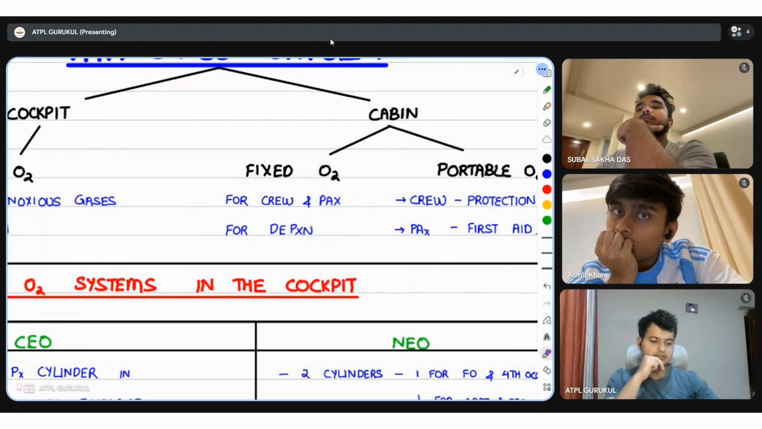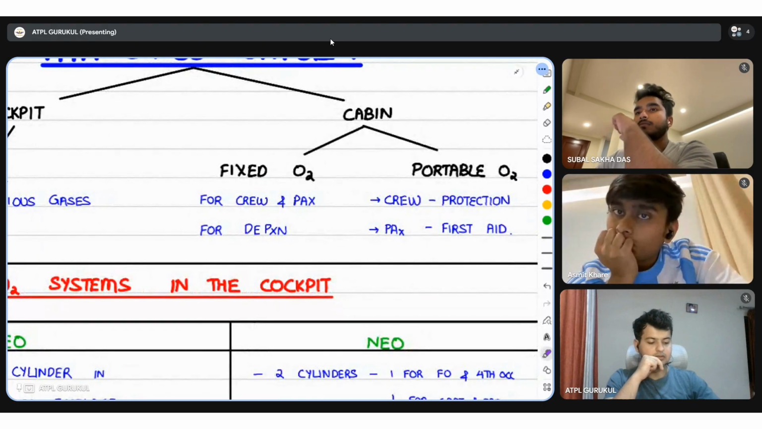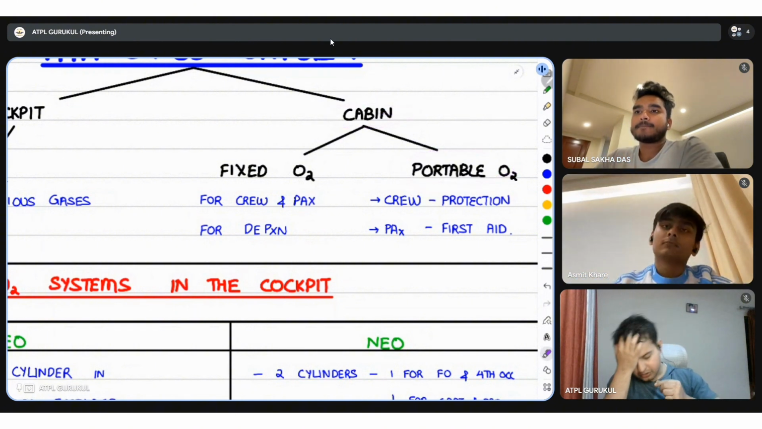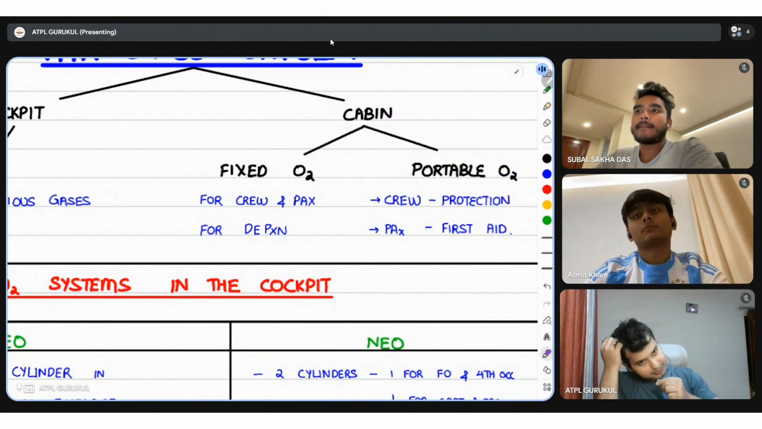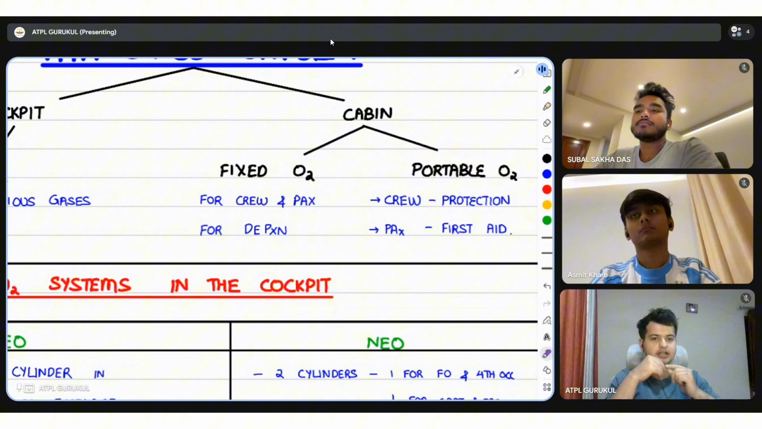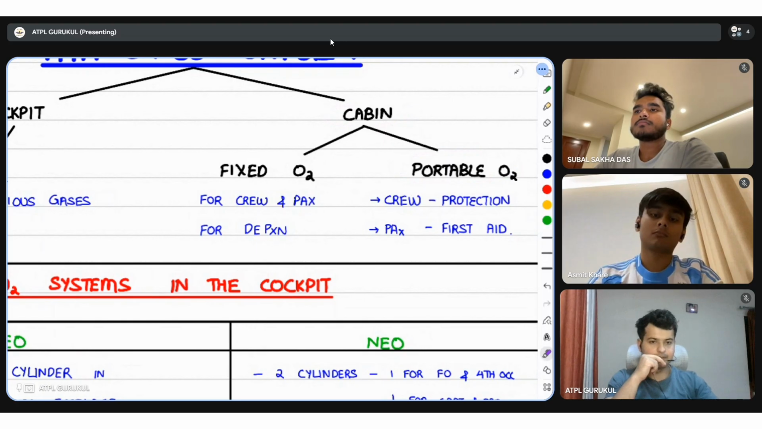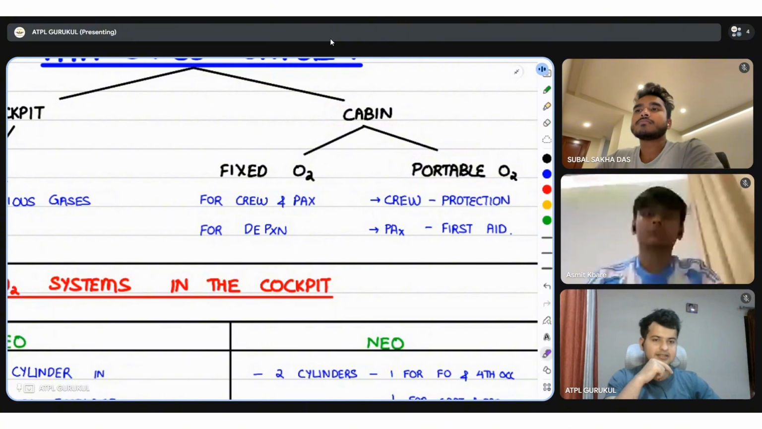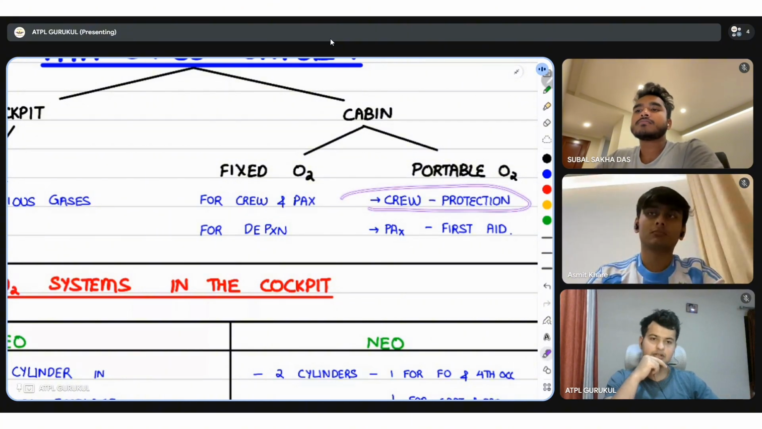Okay? Lastly, in the cabin, you have portable oxygen. Not only this, sometimes in the cockpit also you have portable oxygen. But for the sake of simplicity for teaching you, I have made a note here under the cabin, okay? Because I also personally, in my line flying experience, have not really seen portable oxygen cylinders inside the cockpit. This is primarily for two things. This can serve the crew for the purpose of protection.